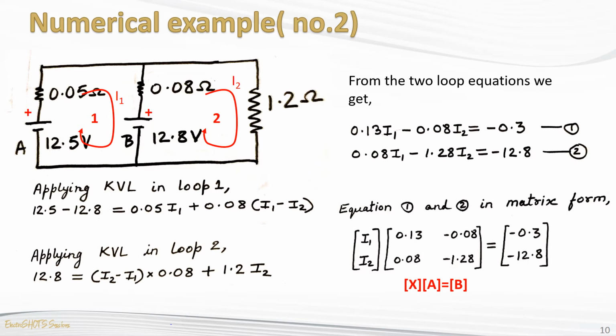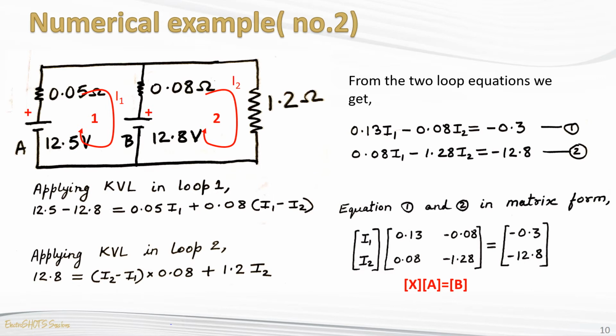When I am applying KVL in loop 1, I am taking current I1 as the reference direction, and accordingly I put my sign of plus or minus to the other currents. So when I am writing my equation and stating how much current is flowing through the 0.08 ohm resistor, because this carries two currents through it, I1 and I2, in the first loop I write it is I1 minus I2 through the 0.08 ohm resistor.